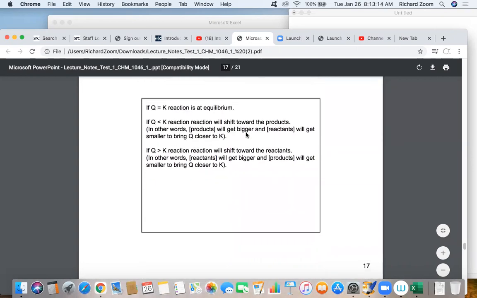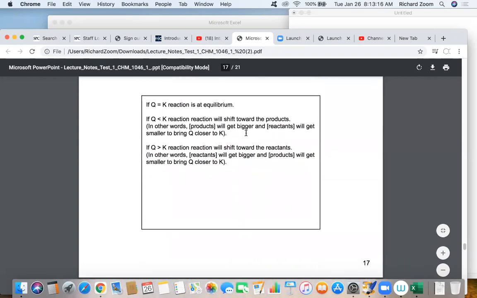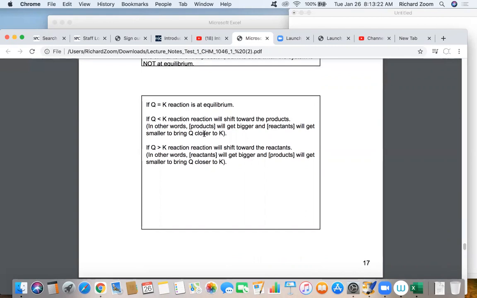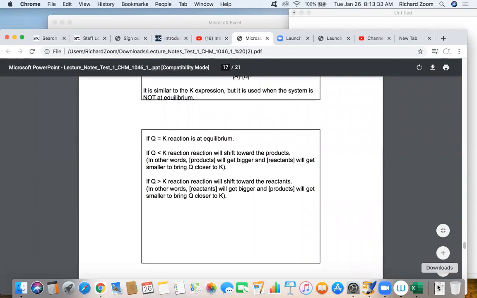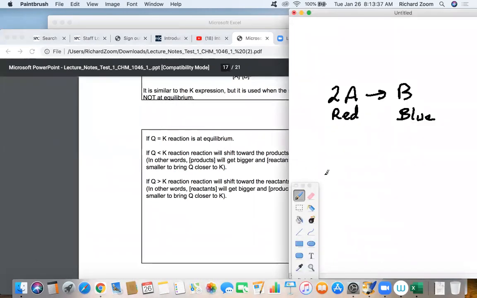So here's what we know. If Q does equal K, then the reaction is simply at equilibrium. If Q is less than K, then we know the reaction will shift towards the products. And if Q is greater than K, then we know that the reaction will shift towards the reactants. So the explanation for all of that, let's take a look at just very simplistically.